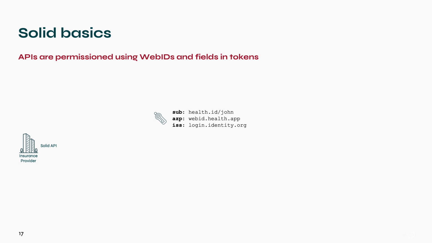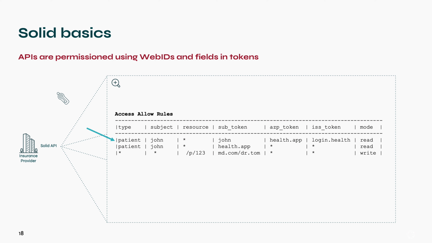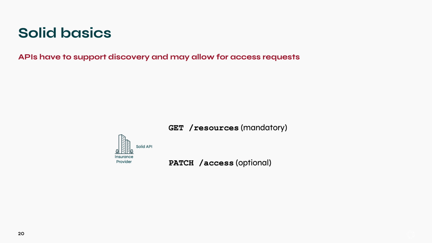Second of all, we need to talk about access permissions. Remember the tokens that I've mentioned earlier? Well, Solid APIs are permissioned based on the information that is present within those tokens. For example, here you can see that when John is logged on to the Health app with his Health login, he has read access to all the patient data about him. Likewise, when Dr. Tom is logged in using any app or login method, he has access to a specific resource called /p/123.